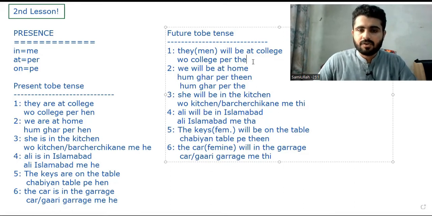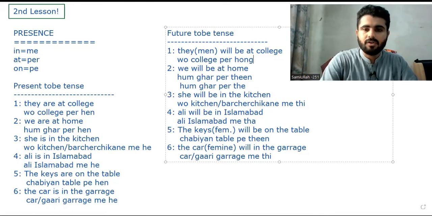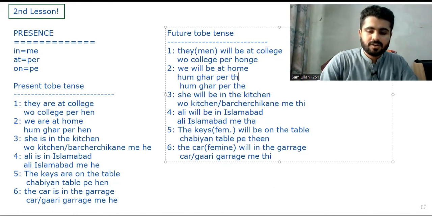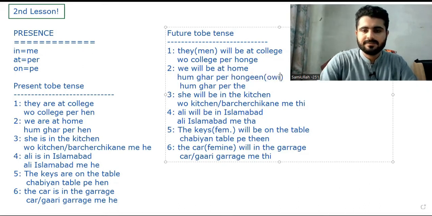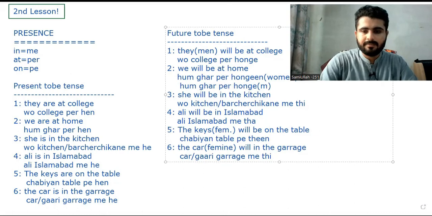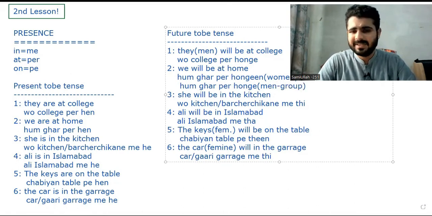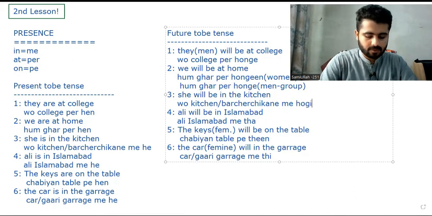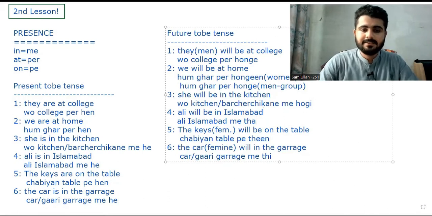So they will be at college, "wo college par", multiple men. Okay. We will be at home, suppose for feminine. So "hum ghar par hongi" for women, multiple women, and "hum ghar par honge". You can say this one for men and even a group combined of men and women. She will be in the kitchen. So "wo kitchen mein hogi". Ali will be in Islamabad. "Ali Islamabad mein hoga" for a single male.